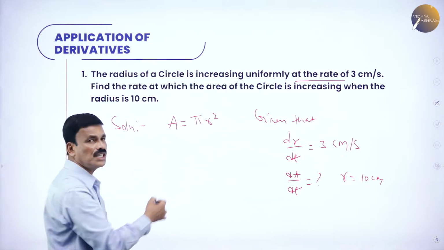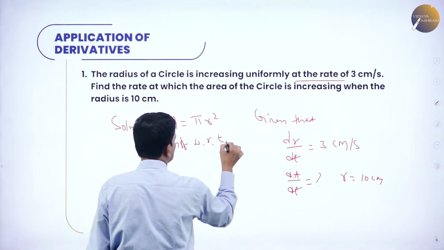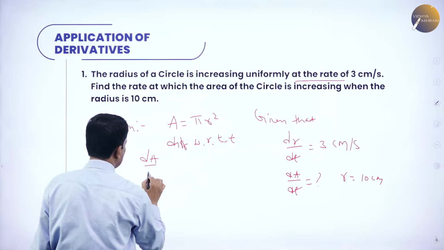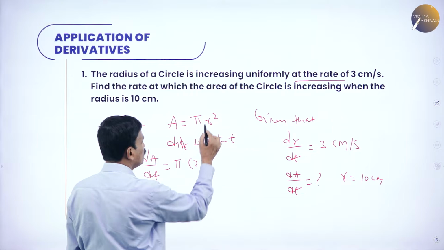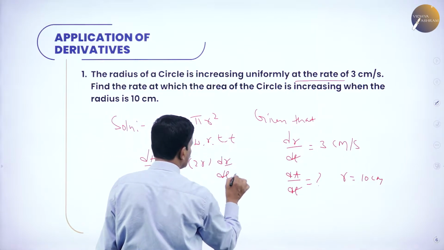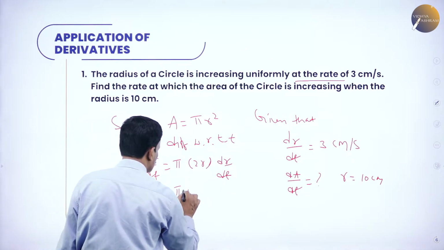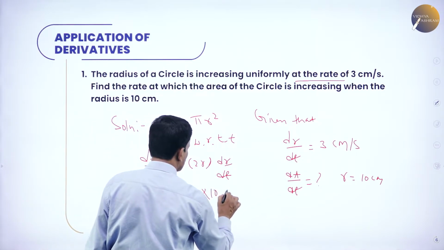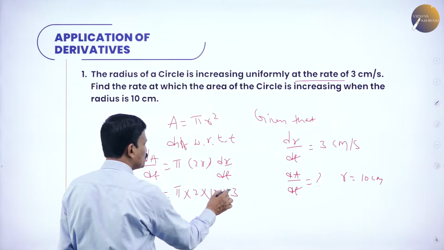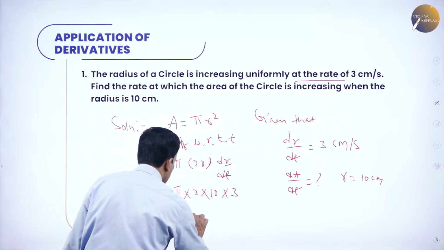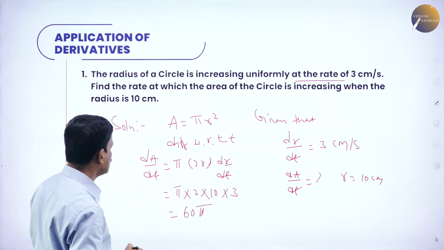So that means differentiate this with respect to t. Differentiating with respect to t, dA by dt is equal to pi into the differentiation of r square, which is 2r. We are differentiating r with respect to t, therefore this is dr by dt, function of a function. Now, substitute the values: pi into 2 into r is equal to 10 and dr by dt is equal to 3 centimeters. So, 10 into 3 is 30, 30 into 2 is 60 pi. So, 60 pi is the rate of change of area.